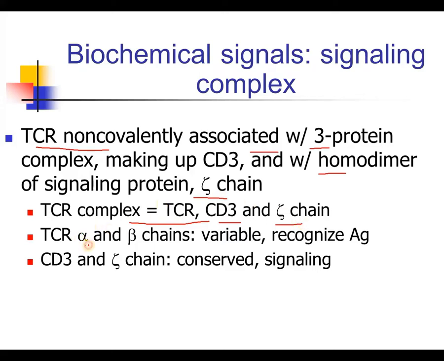The T cell receptor alpha and beta chains, you heard how they are produced in previous recordings. They are variable. They recognize the antigen plus MHC. And then CD3, that 3-protein complex, and the zeta chain homodimer, these are conserved and they're necessary for signaling. Again, separate antigen binding and signaling, but they are non-covalently associated for the whole complex.